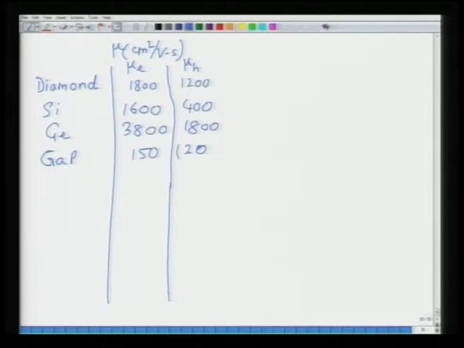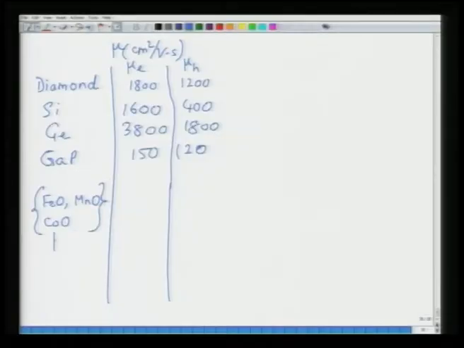Now, if you look at, for example, oxides like FeO, MnO or CoO, these are typically metal deficient oxides. Metal deficient oxides means you will have holes. So, they are typically p type conducting oxides. So, these are all p type.